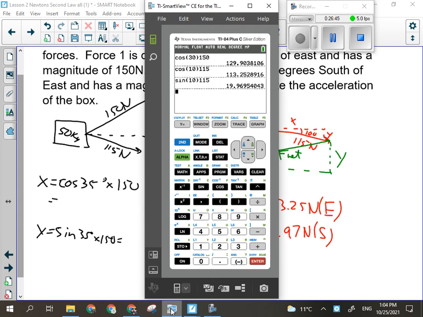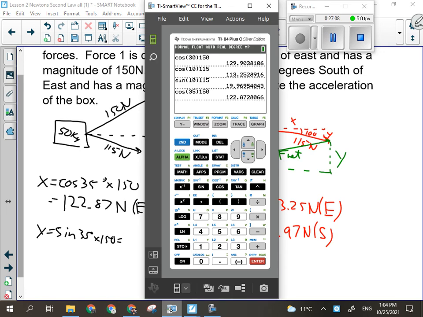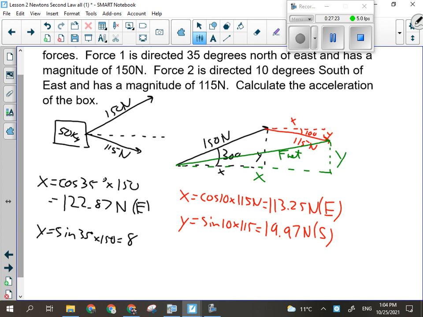All right, let's try that again. Cos of 35 times 150. 122.87, is that better? Cos of 35 times 150, right? Yeah. Okay, and then sine of 35 times 150. 86.04. And that one's north.